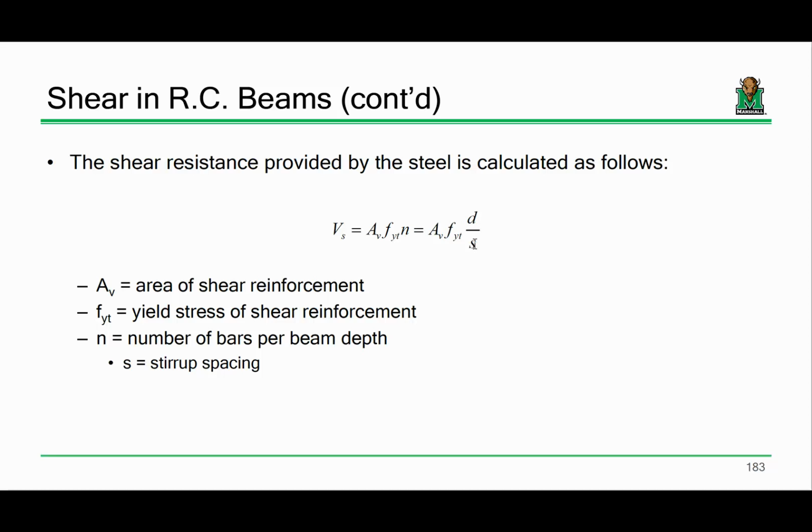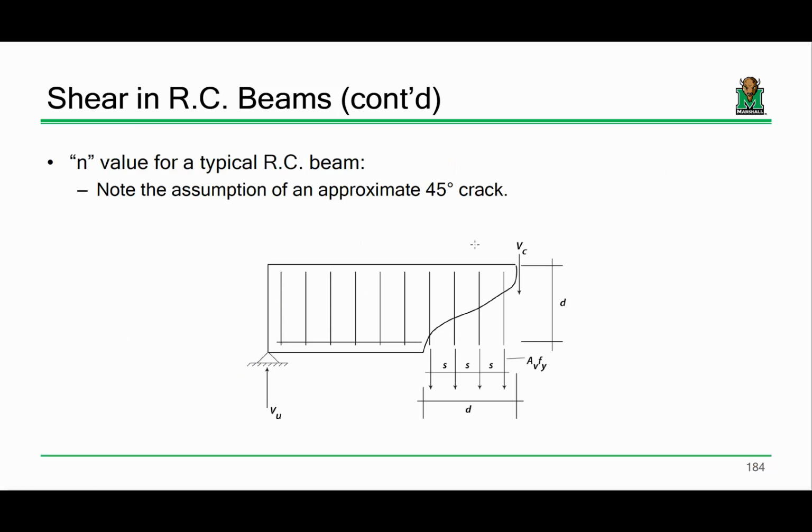The way that we compute that is we just take our effective depth and divide it by the stirrup spacing. The reason why is, let's say that you have a reinforced concrete beam that's undergone some failure. You've had to overcome the shear strength of the concrete, and now you also have to overcome the yield stress of the steel in order to fail it.